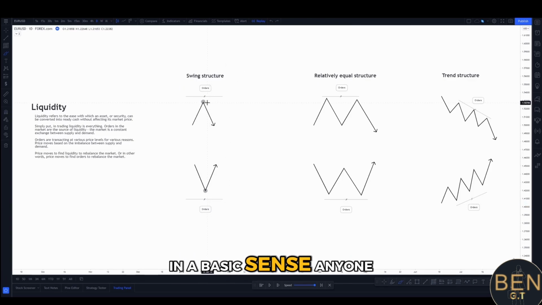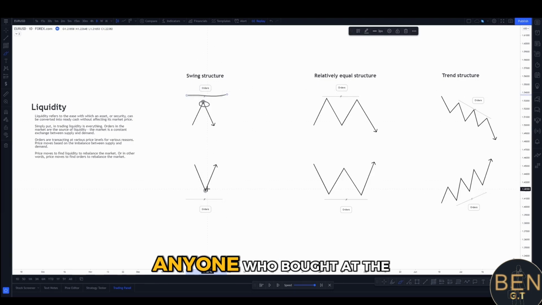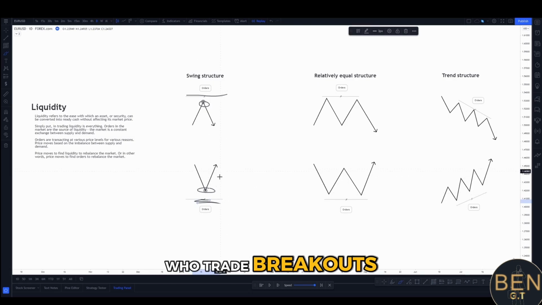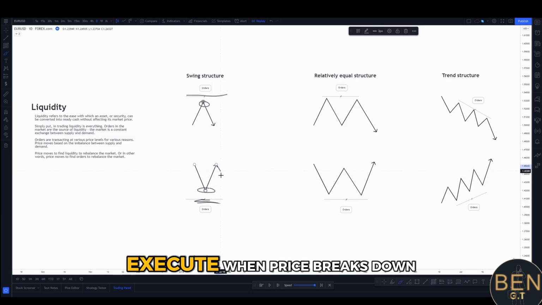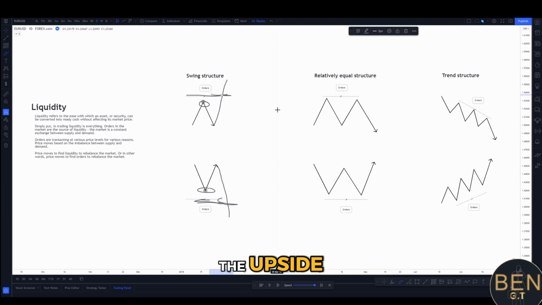In a basic sense, anyone who would have sold at this swing high would have their stop loss just above the swing high. Anyone who bought at the swing low would have their stop loss just below the swing low. If we're looking at people who trade breakouts, there would be orders to execute when price breaks down below. So there'd be orders here. Same thing if people are trading the breakout to the upside, there'd be orders waiting here for price to break to the upside.